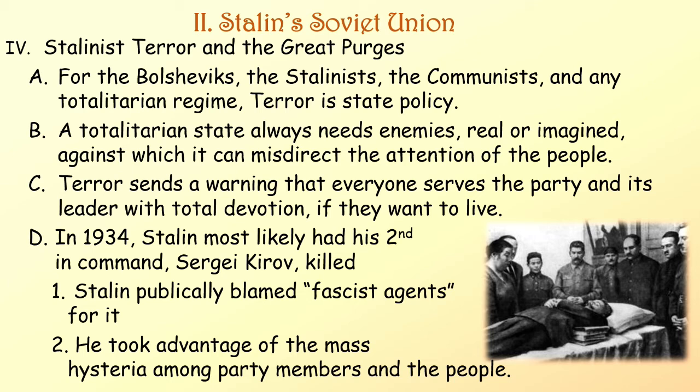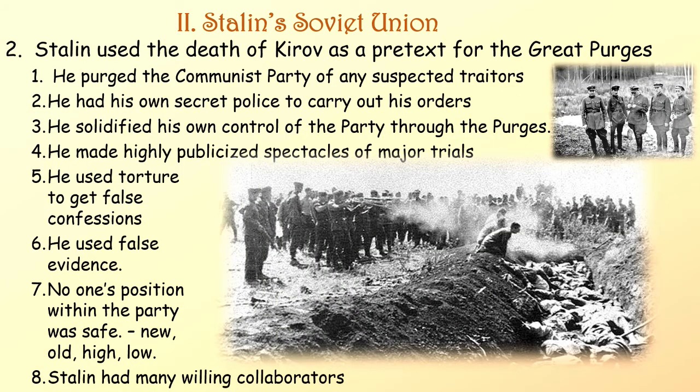In the year 1934, Stalin most likely had his second-in-command, Sergei Kirov, killed. Stalin publicly blamed, quote, fascist agents for it. He took advantage of the mass hysteria among party members and the people. Stalin used the death of Kirov as a pretext for the Great Purges. He purged the Communist Party of any suspected traitors. He had his own secret police to carry out his orders. He solidified his own control of the party through the purges.